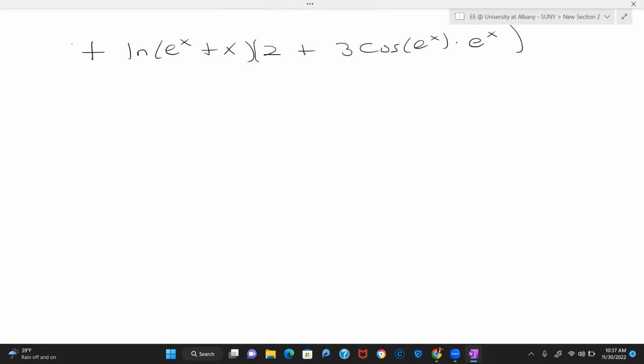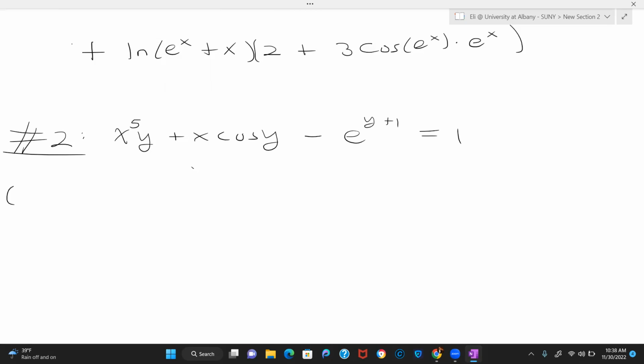All right, so problem 2. For this, we have the following equation: x to the 5th y plus x cosine y minus e to the y plus 1 equals 1, and we want to implicitly differentiate it, and then find the equation of a particular tangent line. So differentiating this first.